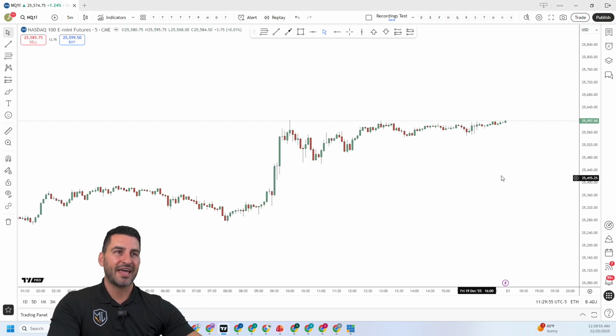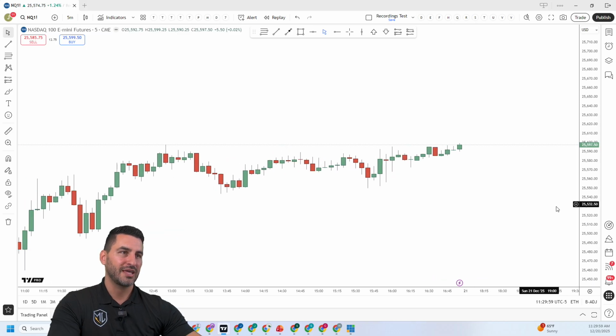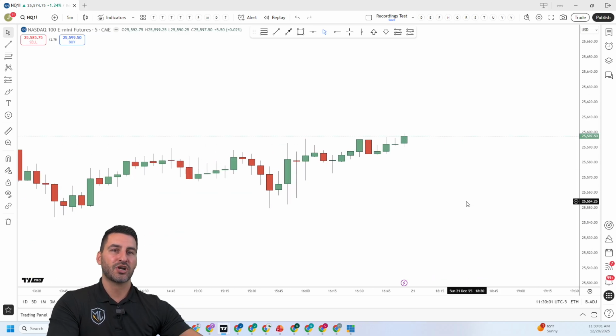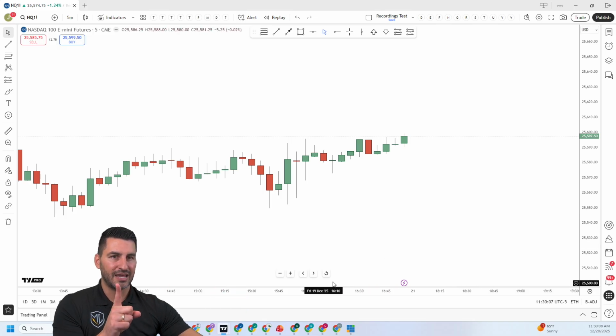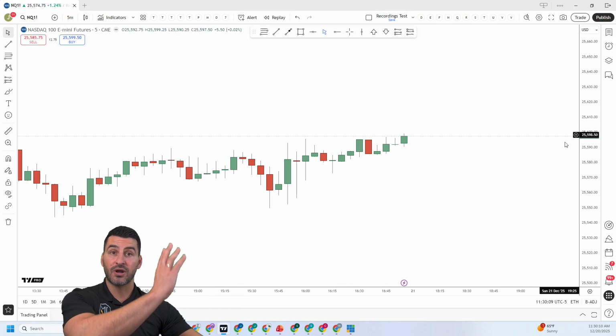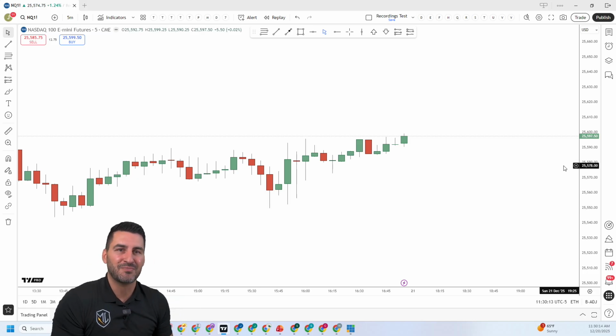What you're looking at is what's called a Japanese candlestick chart, and a Japanese candlestick chart represents price movement over time. Down at the bottom is going to be your time and date. The right-hand side is going to be the price of the underlying asset. Now we are looking at the NASDAQ 100 E-mini futures.